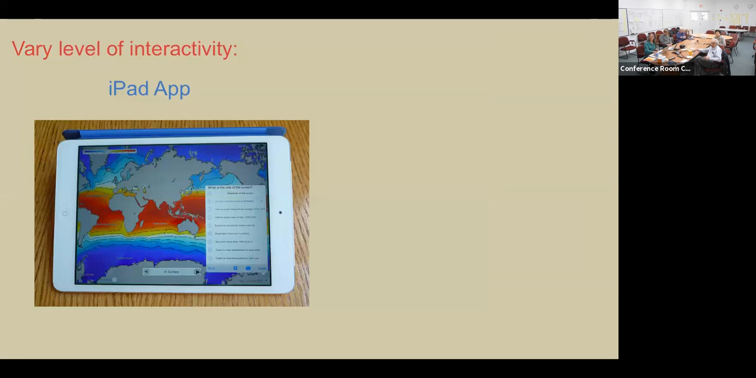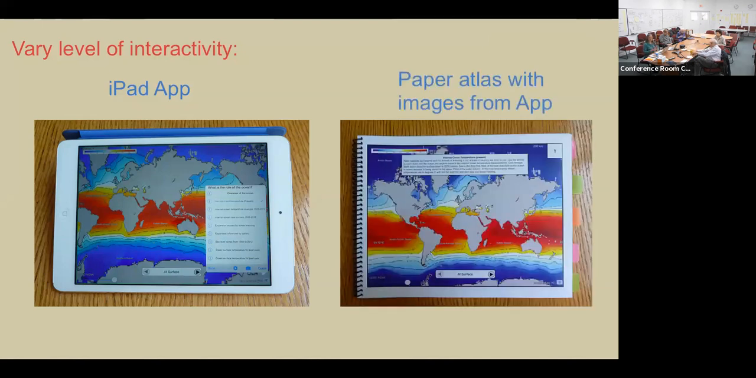And then finally, we varied the level of interactivity. So there was an interactive version where the students used the iPad app to access the maps. And then, as the comparison, we made a paper atlas. Actually, Melissa Zrada, our student, made a paper atlas. This is the paper atlas. And basically, it's got the same maps in it that were available in the iPad app, but they're static.